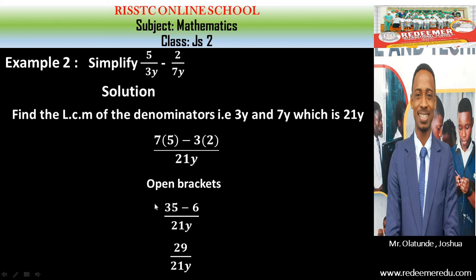7 times 5 gives us 35. Minus 3 times 2, we have minus 6, all over 21y. 35 minus 6, we have 29 all over 21y, which is our final answer.